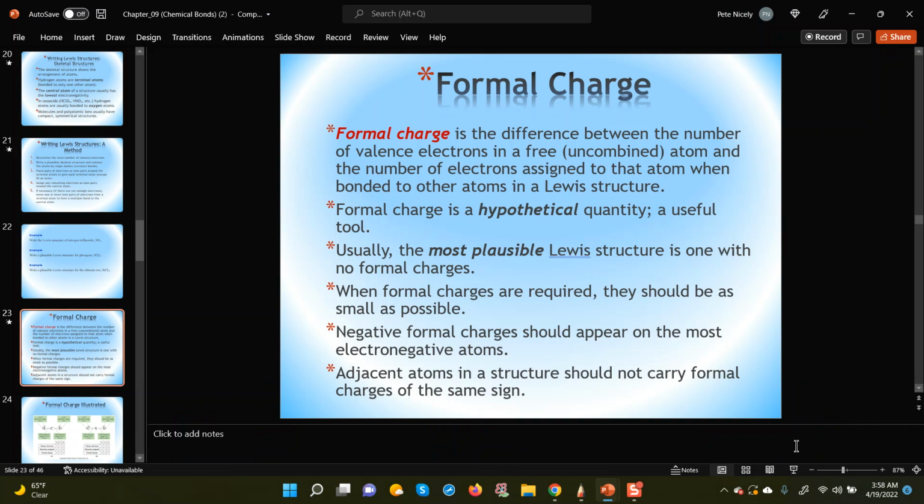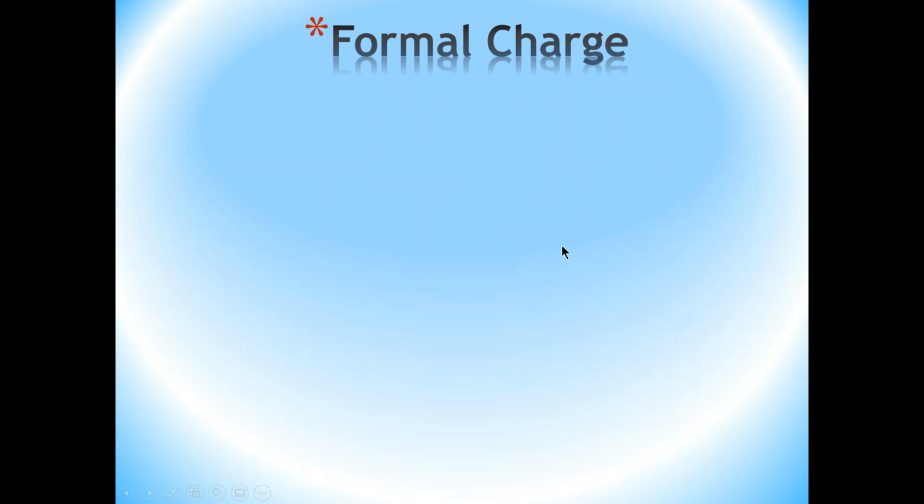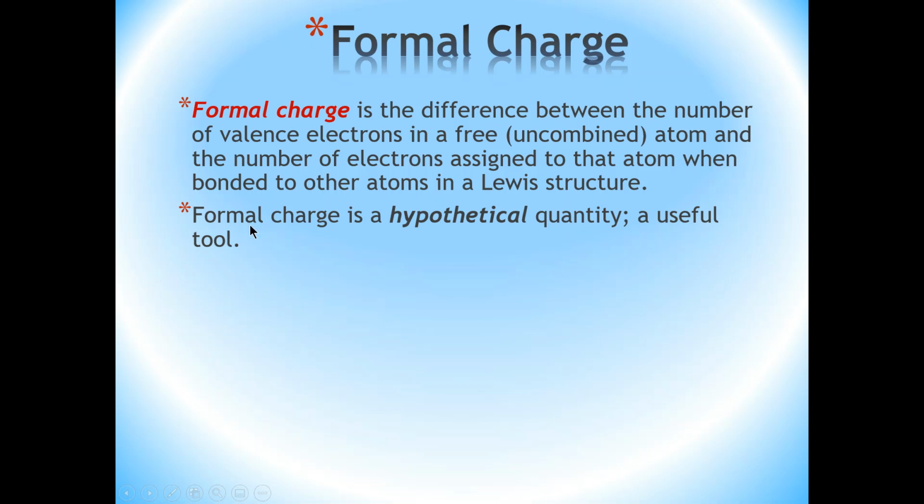Okay, some things I want to say about the formal charge when it comes to determining the Lewis structure. The formal charge is a hypothetical quantity, and therefore is just a useful tool. It is not a real thing, in the sense that in most of these structures there's no such thing as a charge that exists on an atom. But it's a useful tool for determining the Lewis structure. In some cases, like polyatomic ions, there will be a net charge.